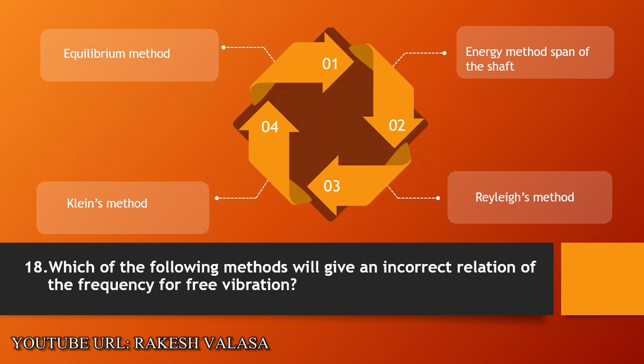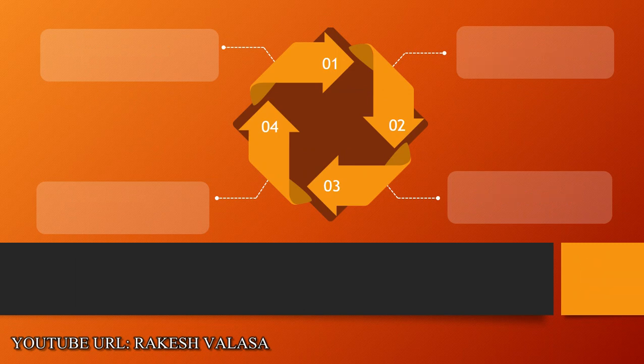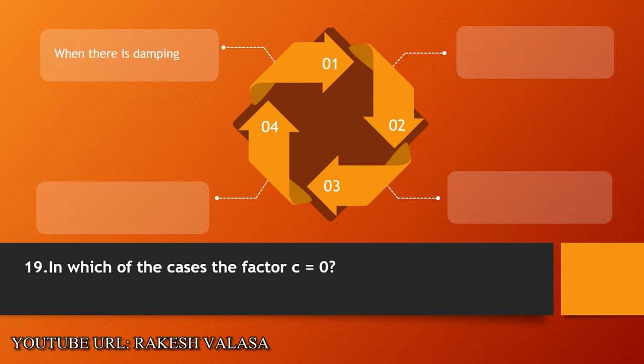The correct answer is option 4, Klein's method. Question number 19. In which of the cases is the factor C equal to 0? Option 1, when there is damping; option 2, no damping; option 3, resonance; option 4, C is never 0.